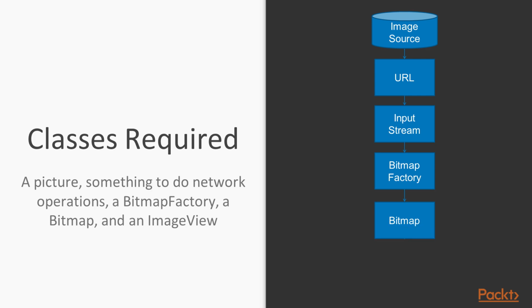The reason why that bitmap object is important is that's what our image view, which is a UI element, a user interface element, wants in order to display the image. It wants to have it in a bitmap form. So this sequence of steps will get us from an image on the web to an image that we can view in our application.